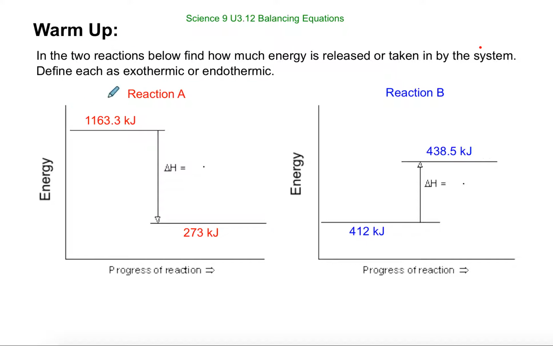Before we do that, let's look at these two reactions and how they are exothermic or endothermic. What I'd like you to think about is you've seen these energy diagrams. You could sort of think of the energy involved in the molecules. And reaction A starts with 1163.3 kilojoules of energy in the molecules, and then as the reaction goes, eventually drops to 273.